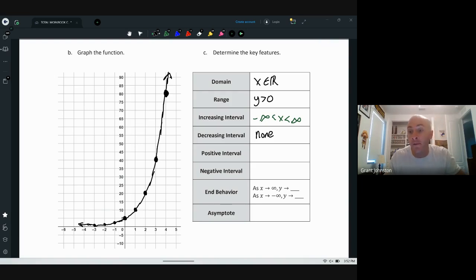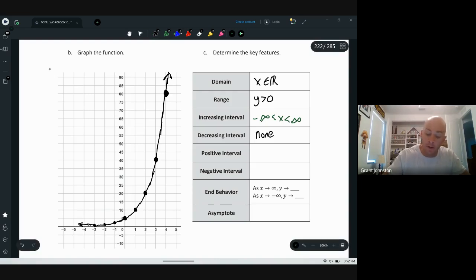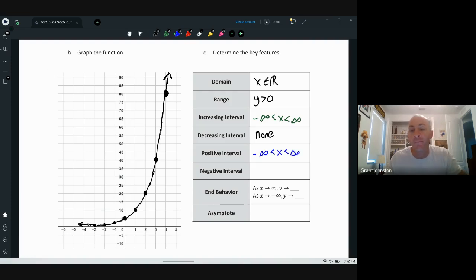Positive interval, it's always above the x-axis. So I'm going to say it's positive from -infinity to +infinity. It's always positive. And it's never below the x-axis. So there's no negative interval.